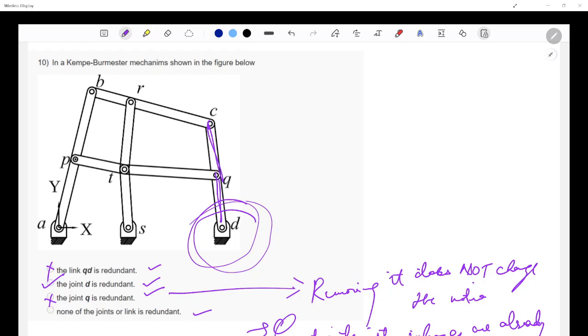Last option is none of the joints are redundant. It's wrong because the mechanism is over-constrained and at least one constraint must be redundant, and it is joint D. So you have to basically understand: wherever a redundant link or a redundant joint is being discussed, don't move to the opposite side. Removing a joint and removing a link are not the same. So joint D is redundant, constraints are dependent, and motion still exists.